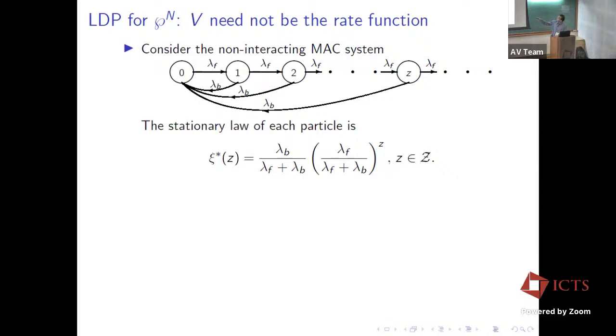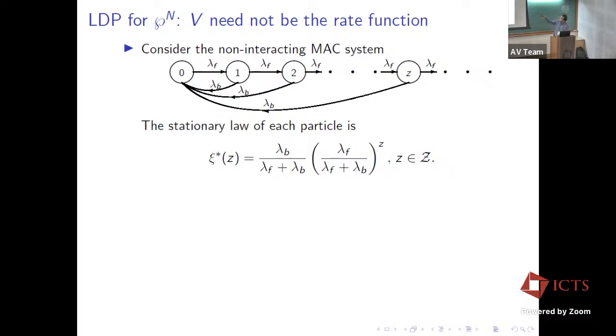So a transition from 0 to 1 is lambda f, independent of the empirical measure. And similarly, 1 to 0 or 2 to 0 or z to 0 are all independent of the empirical measure. So the interaction happened through the empirical measure, but now that interaction has been cut out. So this is an independent system. It's completely non-interacting, but one can still think of this as an n-particle system and ask what the empirical measure is and what its limit law is, and what its large deviation principle and rate function are.